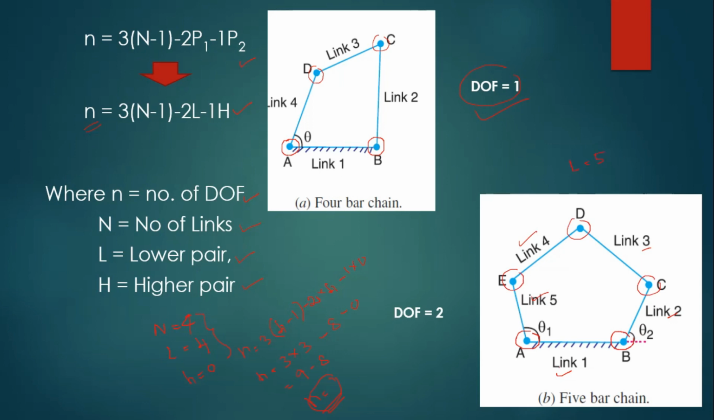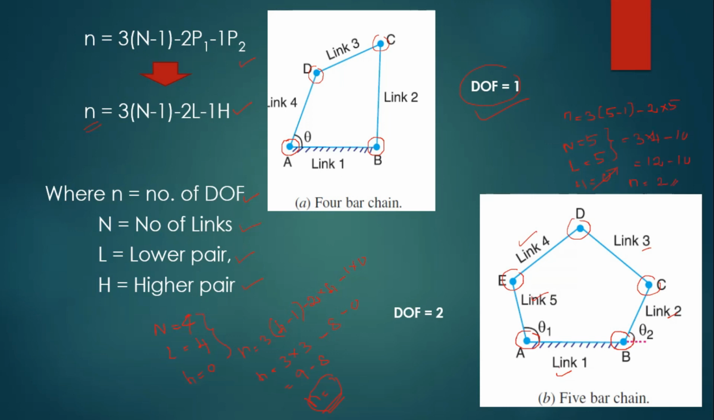So, number of links n which is equal to how many? 5 links are there, right. Then there is no higher pair. So, h which is equal to 0. So, now substitute these two values in the equation. What is called the equation? N which is equal to 3 into capital L which is equal to 5 minus 1 minus 2 into 5. So, which is equal to 3 into 5 minus 1 is 4, minus 2 5s are 10. So, 3 into 4 is 12 minus 10. So, n which is equal to 2.